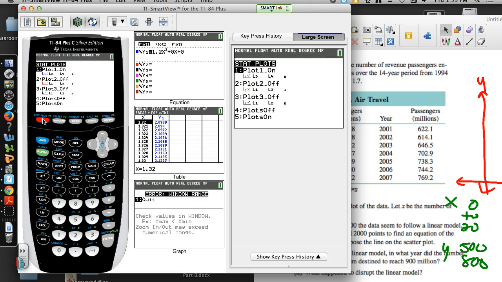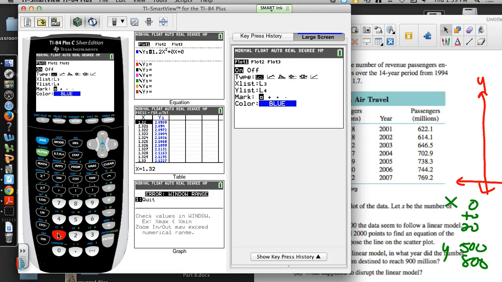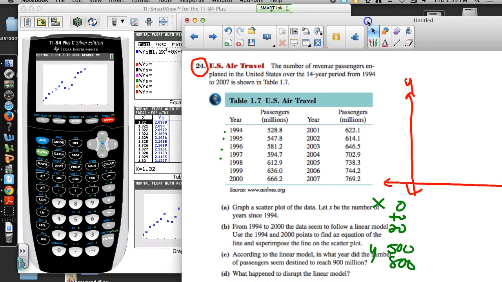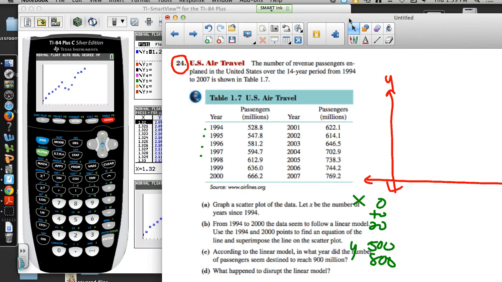And second stat plots, go in and turn it on, and this time my data is in the first and second list. So second number 1, enter, second number 2, enter, and graph. And there's the data. So I have this scatter plot, and I can go ahead and try to reproduce that. And it doesn't have to be perfect. You don't need the exact same number of dots or anything like that. But this tells me that you got to the window you were supposed to be at when you graph that. And that's what we wanted to do.